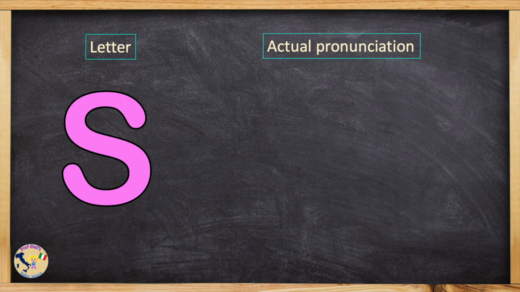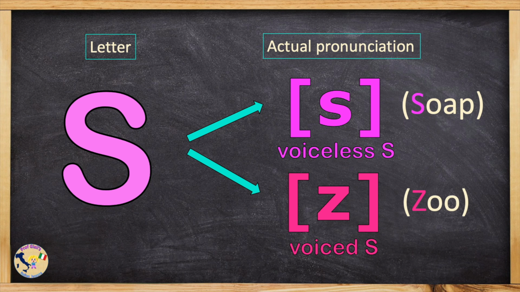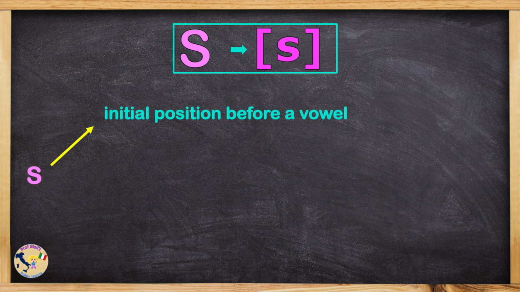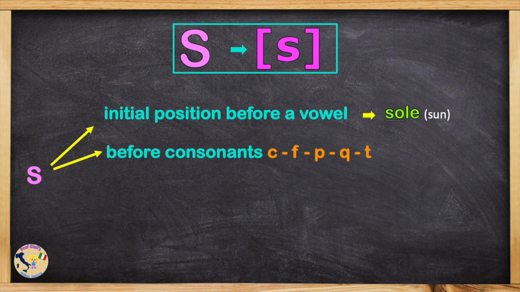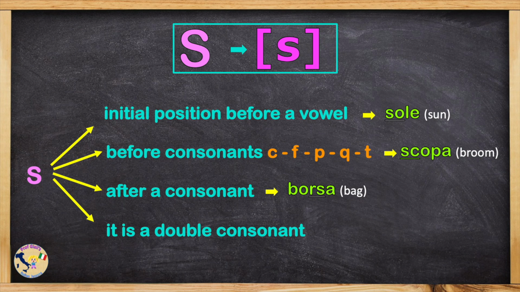Letter S in Italian can be voiceless and sound like S as in soap, or it can be voiced and sound like Z as in zoo. It is voiceless in 4 cases: when it is the first letter of a word, as in sole, when it comes before consonants C, F, P, Q and T, as in the word scopa, if it comes after a consonant, as in borsa, or if it is a double consonant, as in the word asso.